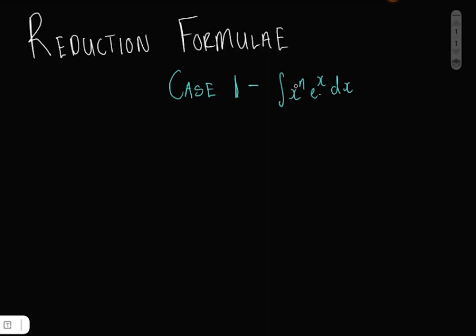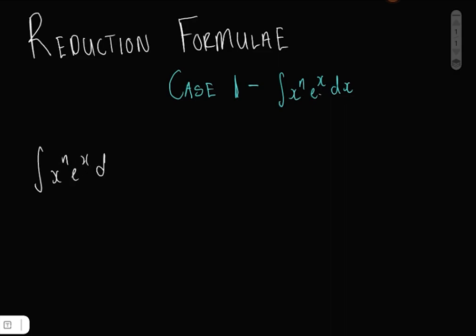So we have the integral of x to the n, where n is some large power, multiplying e to the x with respect to x. What is the reduction formula if we have anything of that form? To determine it, we use the idea of integration by parts. Let's find it, and then we can memorize all of them at the end. Let's find out how we would get to it.